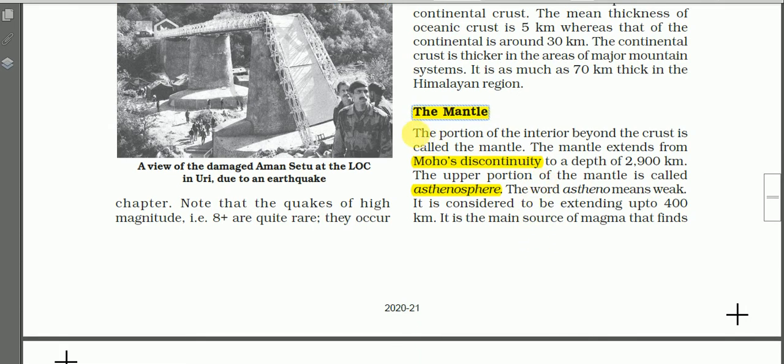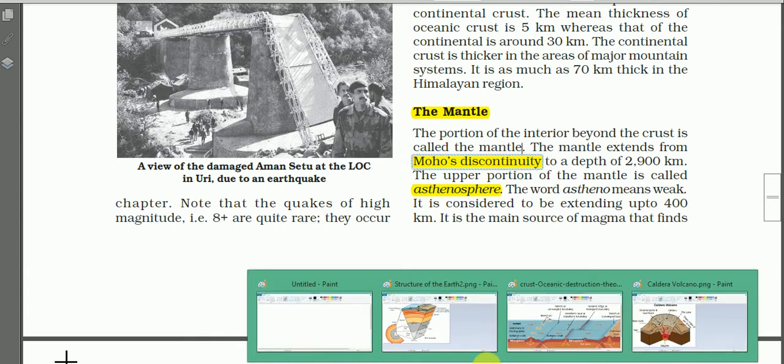Then next we have the mantle, and this is the layer just below the crust. The portion of the interior beyond the crust is called the mantle, and the mantle extends from the Mohs discontinuity. Mohs discontinuity means the base of the crust. See here.